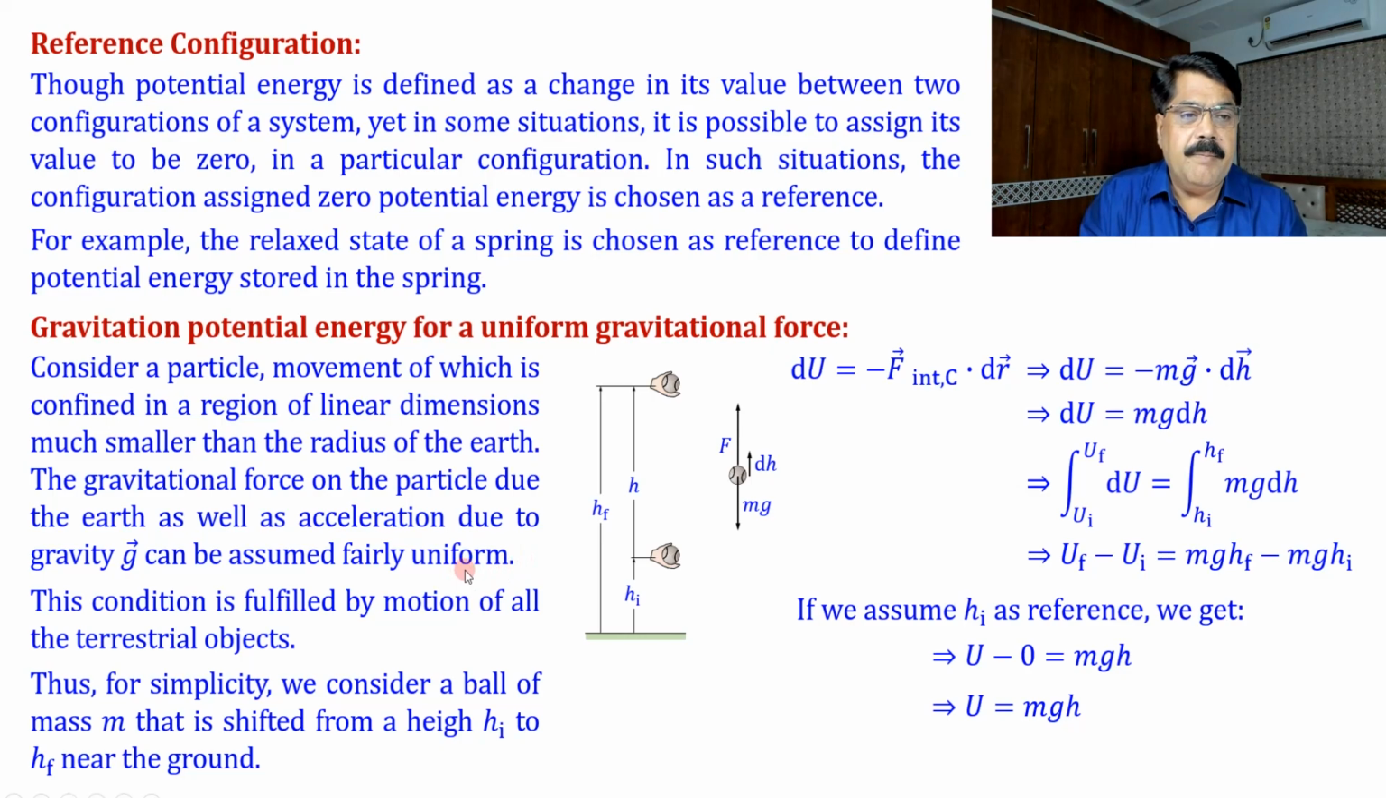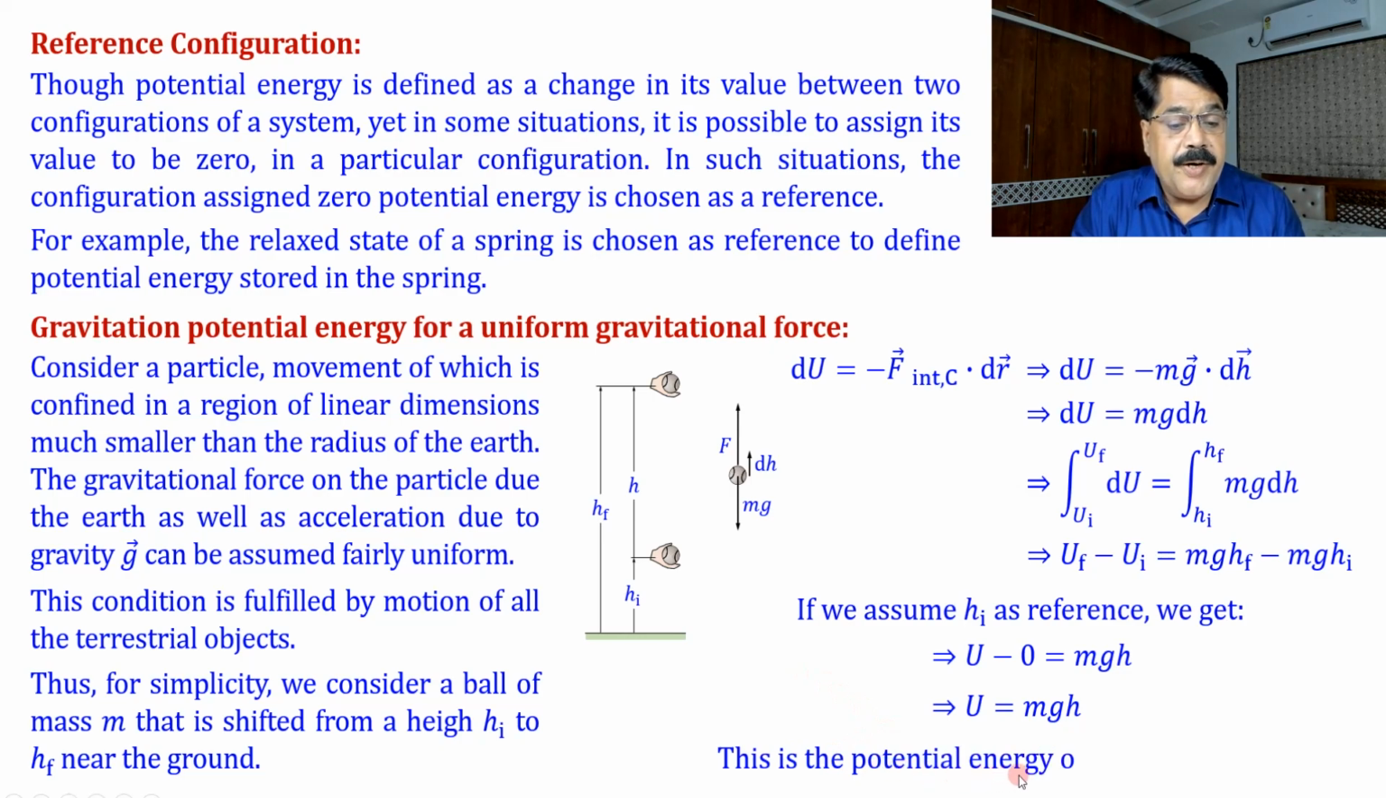When gravity can be assumed uniform, meaning gravity of the earth, this is the potential energy of the earth-ball system. Now after we have developed the expression for potential energy in a uniform gravitational field, let's proceed to how we obtain the expression for potential energy in a non-uniform gravitational field.